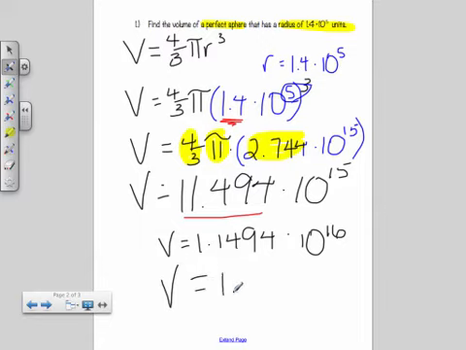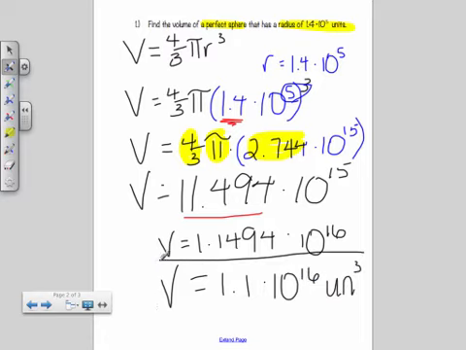So 1.1. There's a 4 that comes after it, so I keep this a 1, times 10 to the 16th units cubed. All right? And that's my final answer for this question. If you didn't get what I said, please make sure you go through and rewatch whatever part you missed so that you can understand it.